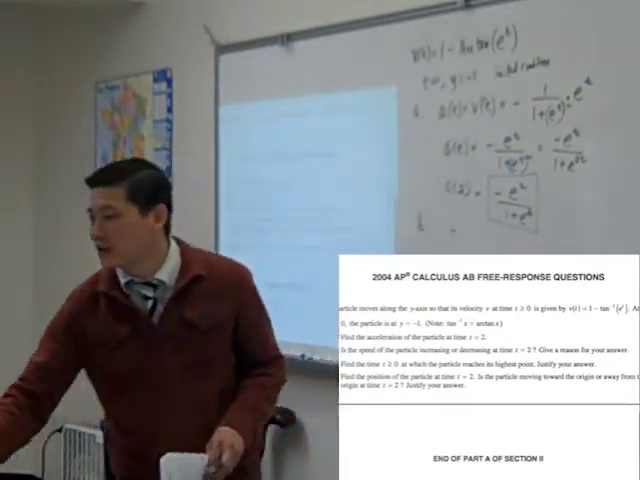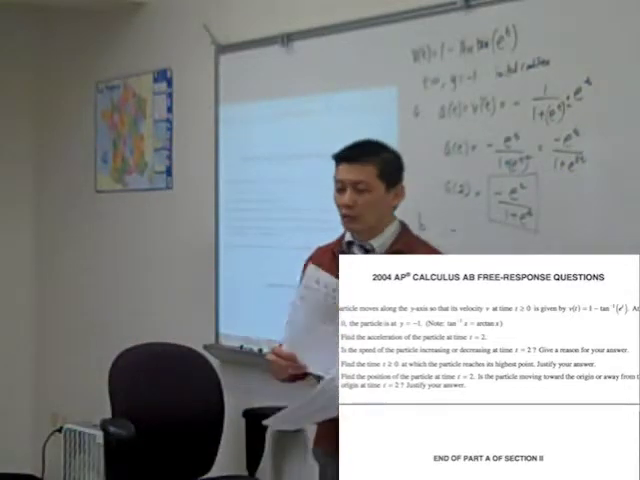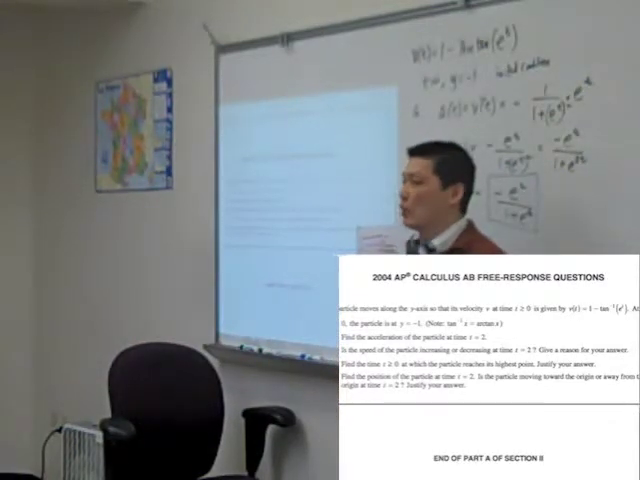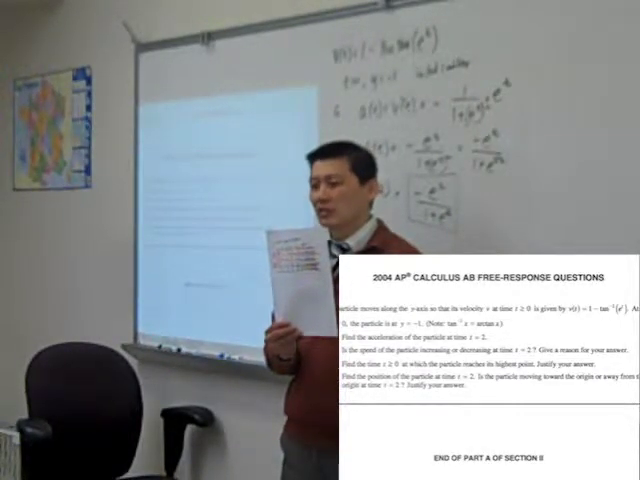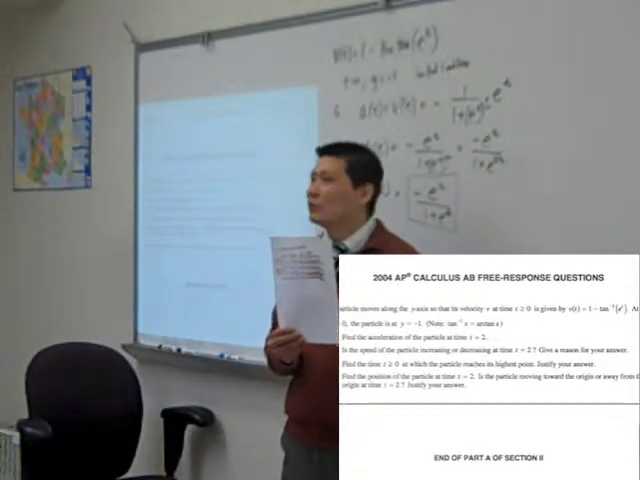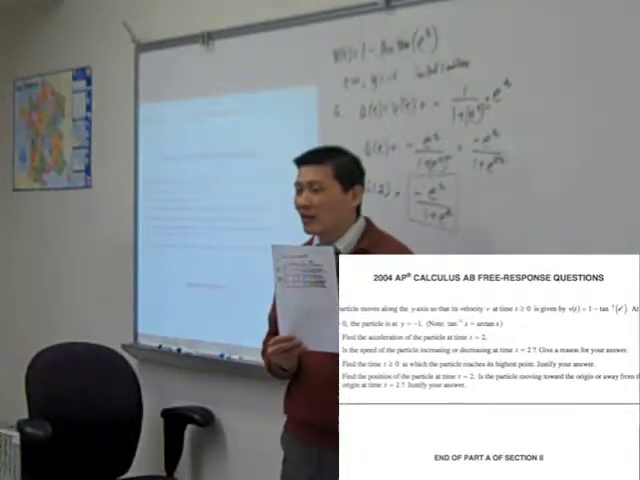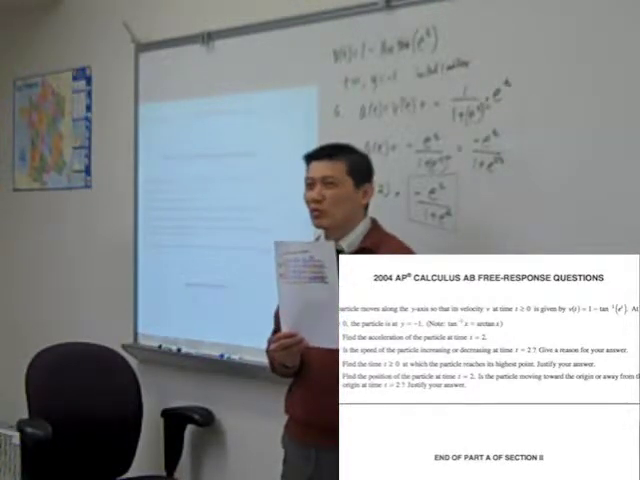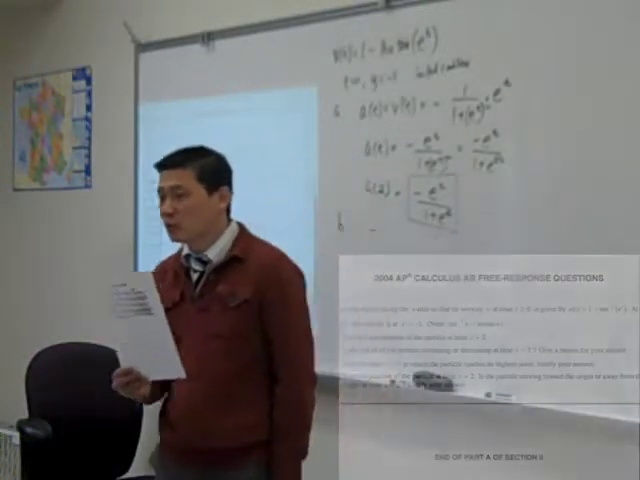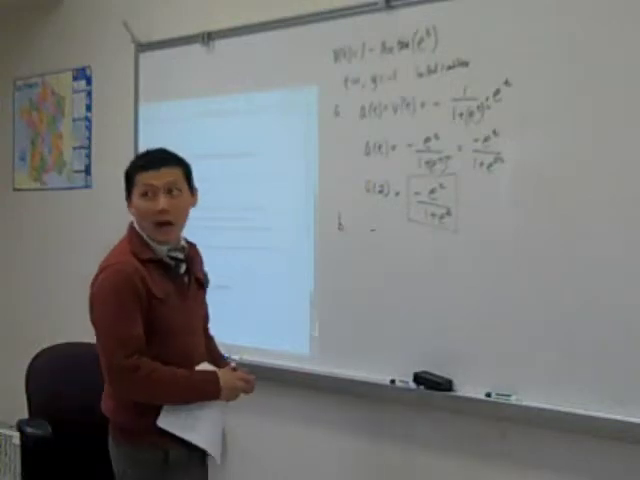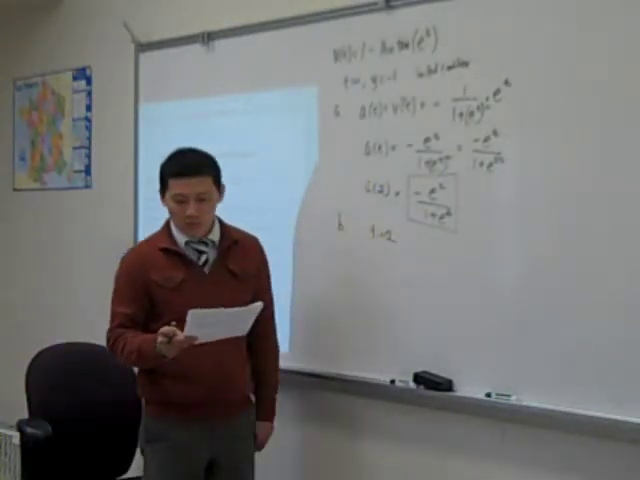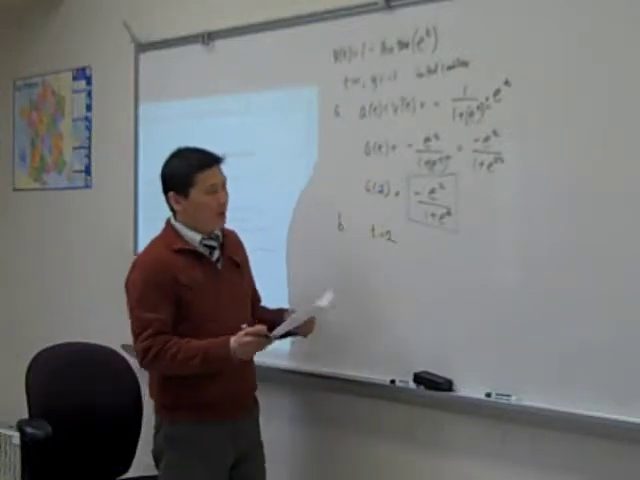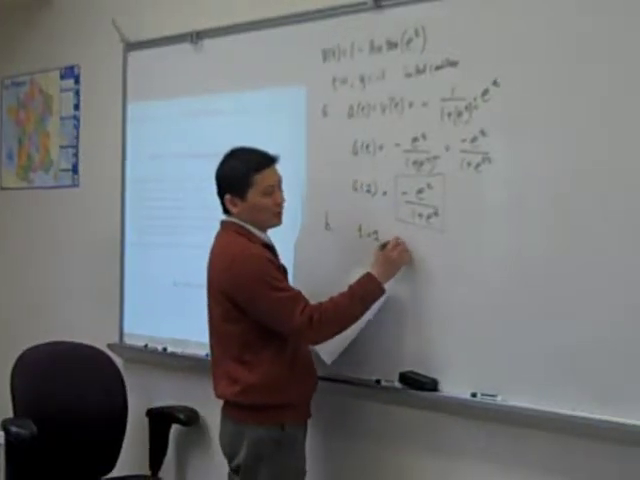Remember the chart that we just produced on the board. You need to know the velocity, you need to know the speed, and then you need to know the acceleration. You don't really need to know the actual value, you just need to know the sign, the plus or minus. So we need to know these 3 things at t equal to 2. First of all, let's take a look at v of 2.